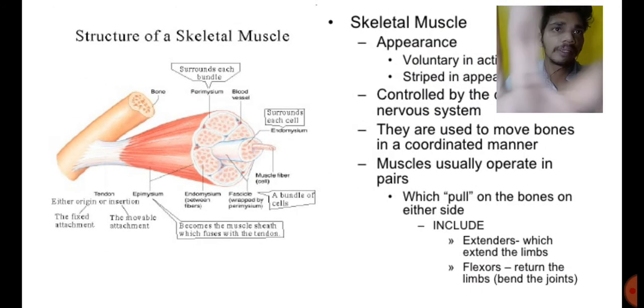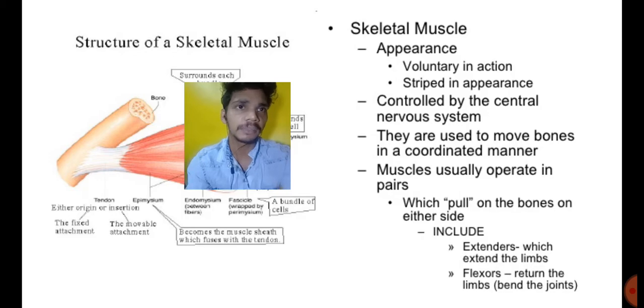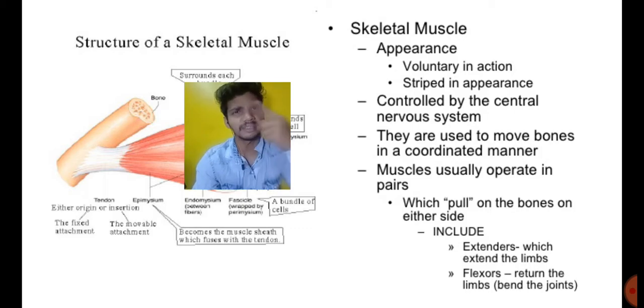Let's study what is given here. Skeletal muscle is voluntary in action, they are in our control, and striated in appearance. Striped means that dark and light shades are present. They are controlled by the central nervous system and used to move bones in a coordinated manner. These are the muscles responsible for the movement of the bones.